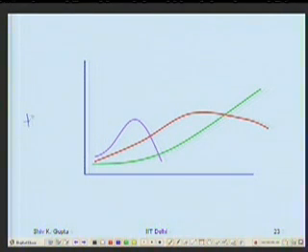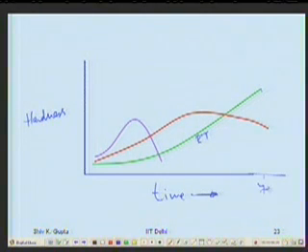But this is the hardness and this is the time. Usually the logarithmic time scale is used. This is at room temperature. It keeps on and on, maybe this is already a few years. But at about 80 degrees centigrade, it is faster. The maximum is reached in less time, less than a year. And this is at about 200 degrees centigrade, where the maximum is reached in a few hours.